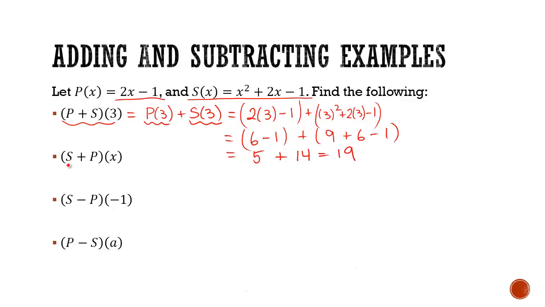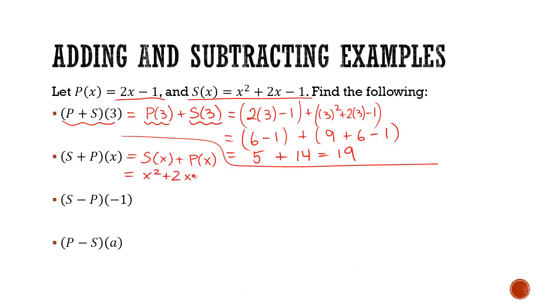Now, what if we took s plus p of x? We'd have s of x plus p of x by definition, which gives us x squared plus 2x minus 1 plus 2x minus 1. In this case, the plus won't affect any changes in sign, so we don't need brackets. And we always collect like terms, leaving us with x squared plus 4x minus 2.